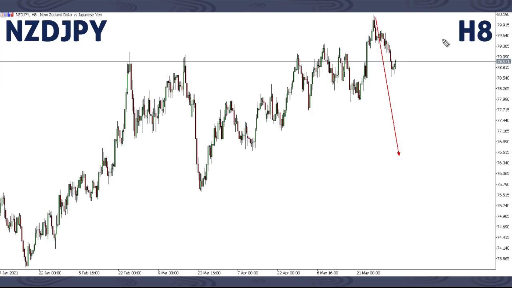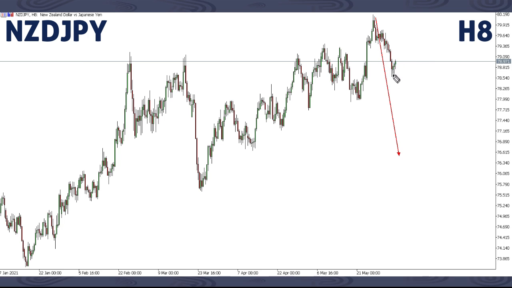For NZDJPY, we have an expectation to get a corrective structure here, then a down move like this, all the way down to this area. That is what will happen. That is what we are expecting on NZDJPY. We're expecting this corrective structure here, then down, all the way down. This corrective structure can just be a small corrective structure like this, or it can be a deeper corrective structure like this, a bigger one, and we can get this drop. That is what we're expecting on NZDJPY.